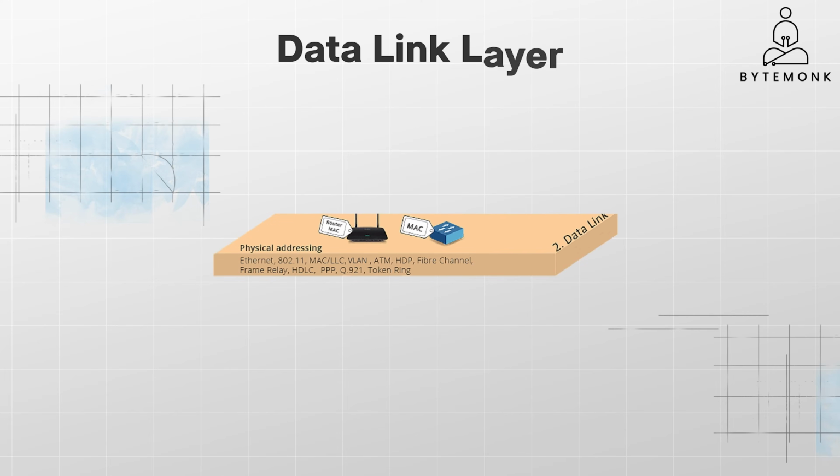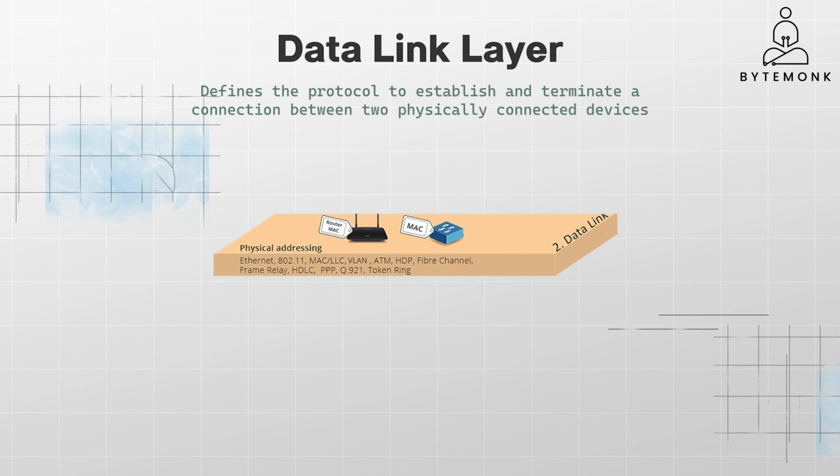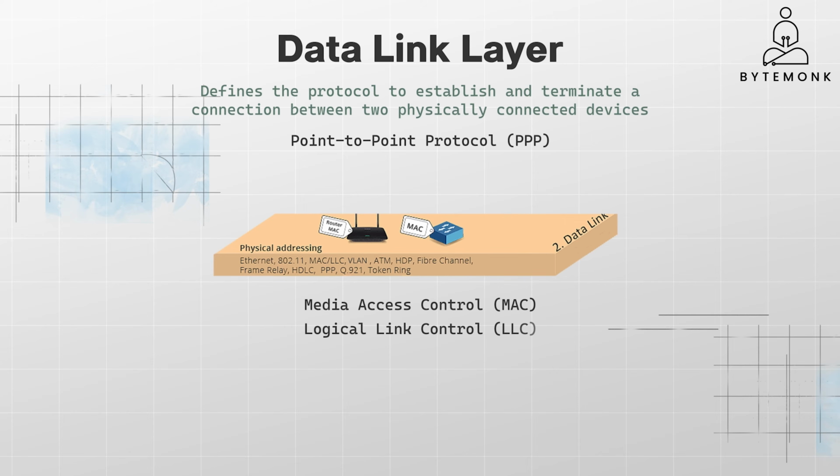Layer 2 or the data link layer is the layer focusing on getting the packets to the next device on the network, like router or switch. It defines the protocol to establish and terminate a connection between two physically connected devices, such as point-to-point protocol or PPP. The data link layer is generally divided into sub-layers: the media access control layer and the logical link control layer.